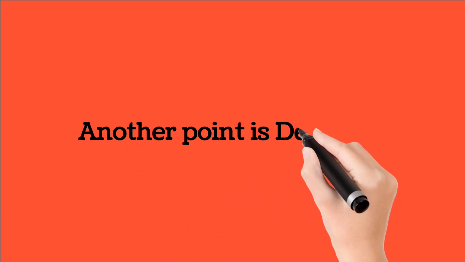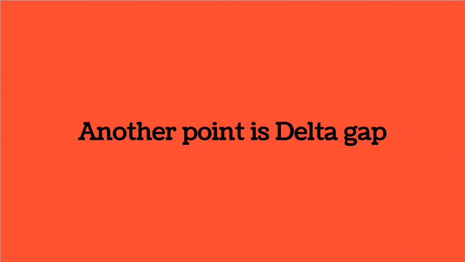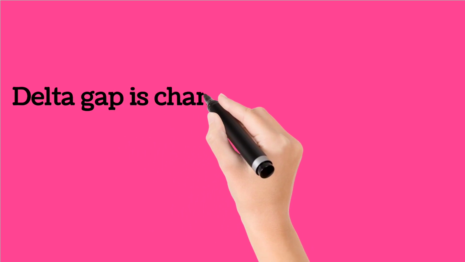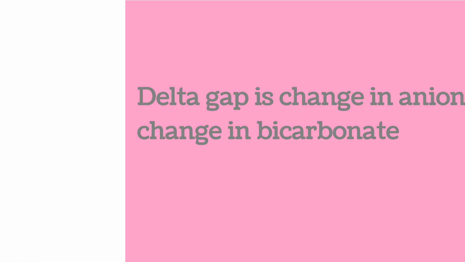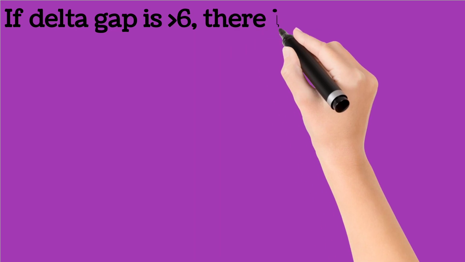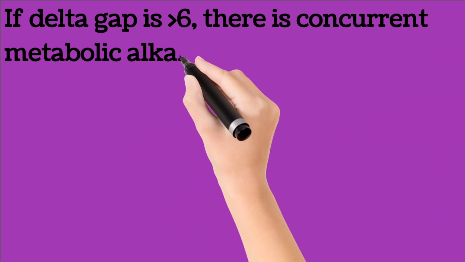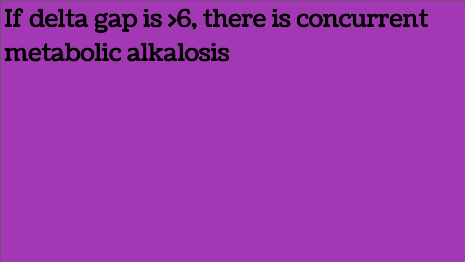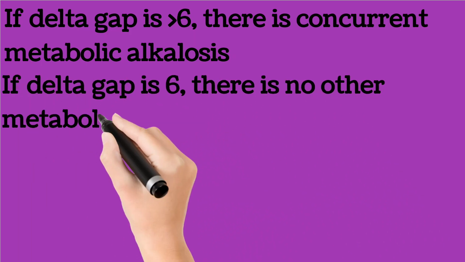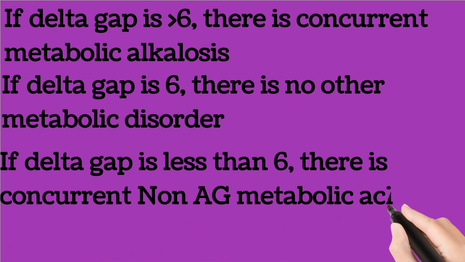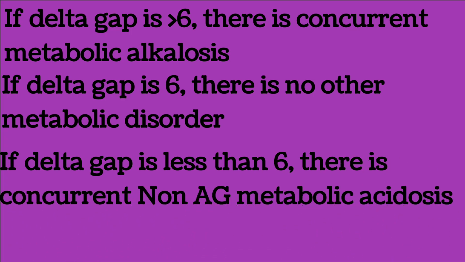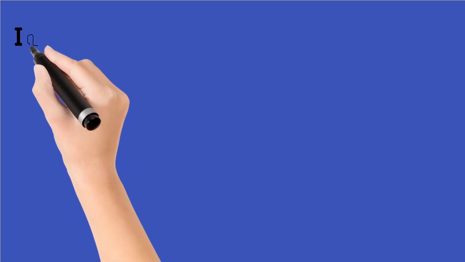Another point is delta gap. Delta gap is the change in anion gap minus change in bicarb. If the delta gap is more than 6, then there is a concurrent metabolic alkalosis. If the delta gap is 6, there is no other metabolic disorder. If the delta gap is less than 6, then there is a concurrent non-anion gap metabolic acidosis.